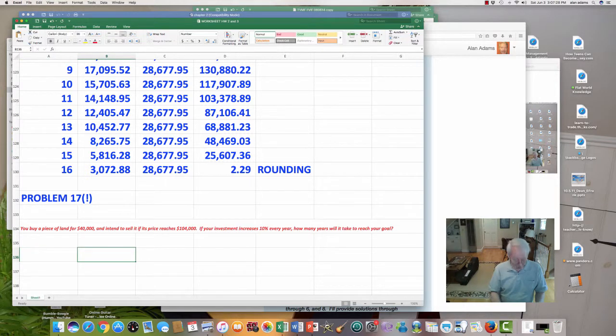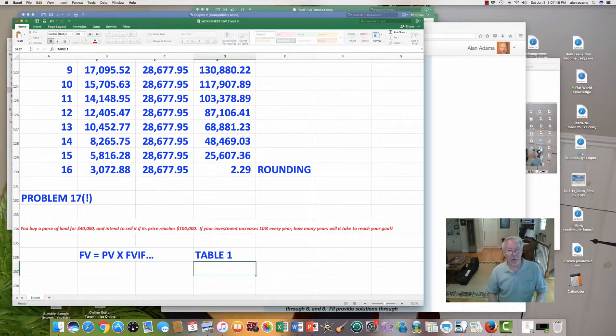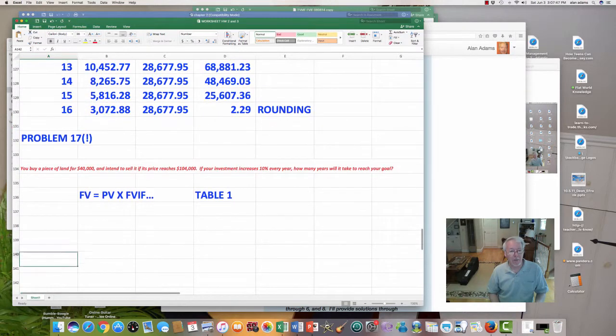Once again, I'm going to recommend that you use this formula. The future value will be equal to the present value multiplied by the FVIF. Therefore, you can use table number 1. I love to use table number 1 whenever I can. After all, the other tables are based upon it. Okay, let's plug things in.